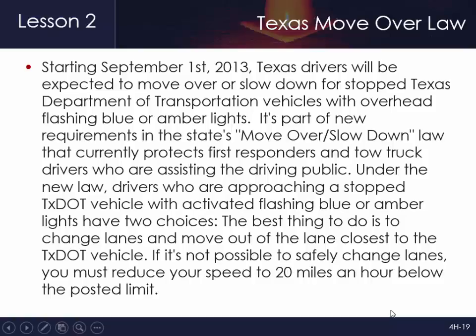The best thing for drivers to do is to change lanes and move out of the lane closest to the TxDOT vehicle. Now, if it is not possible for drivers to safely change lanes, they must reduce their speed to 20 miles below the posted speed limit.